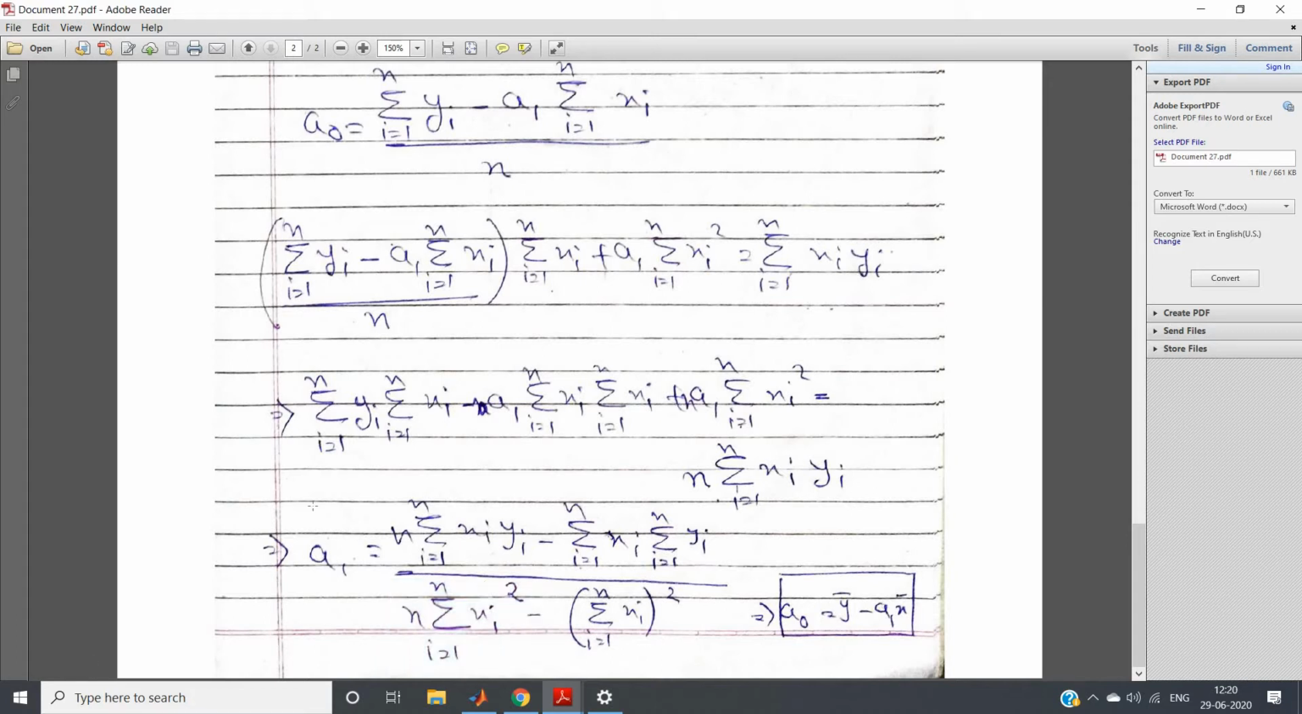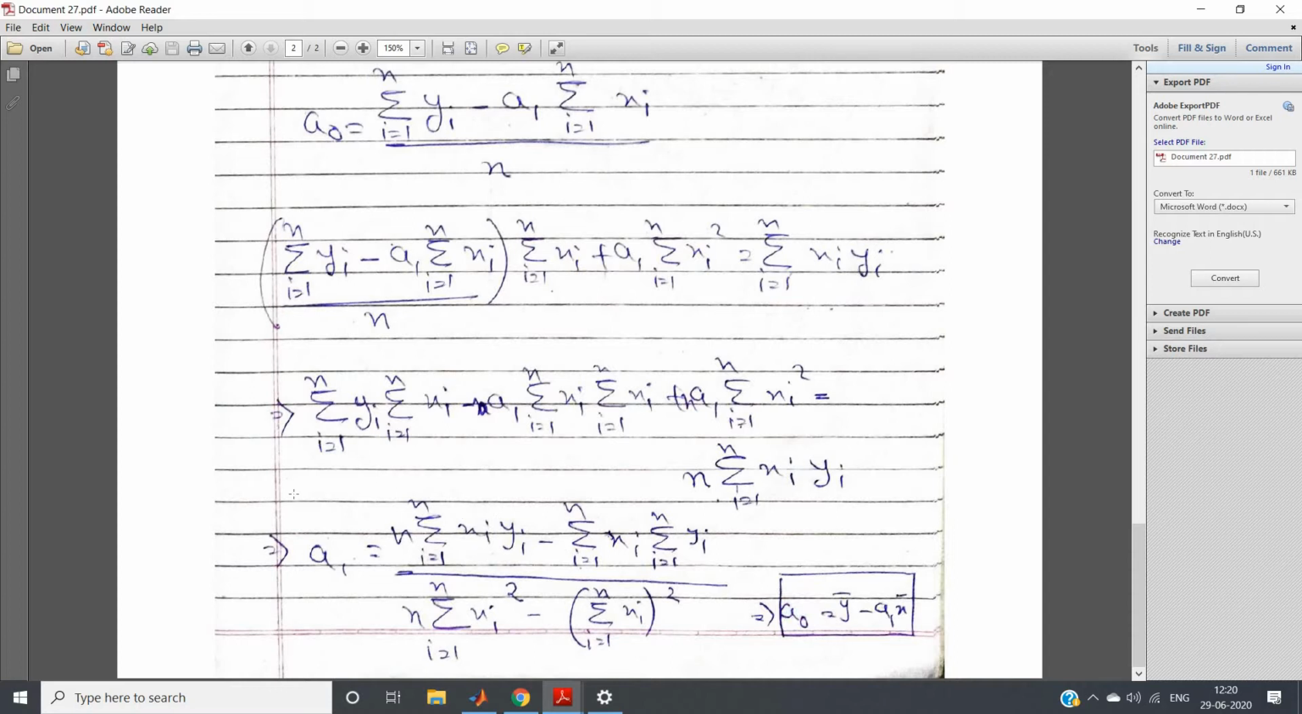Okay, two different terms. So this is the expression of a1, and this is the expression of a0, which is basically our intercept, that is the average of all the y coordinates of our data points minus a1 times the average of all the x coordinates of our data points. So if we are able to calculate a1, then it is very easy to compute a0, because we can directly get a0 from a1 itself.